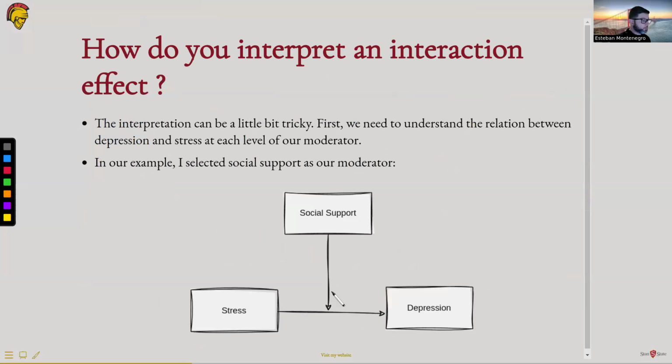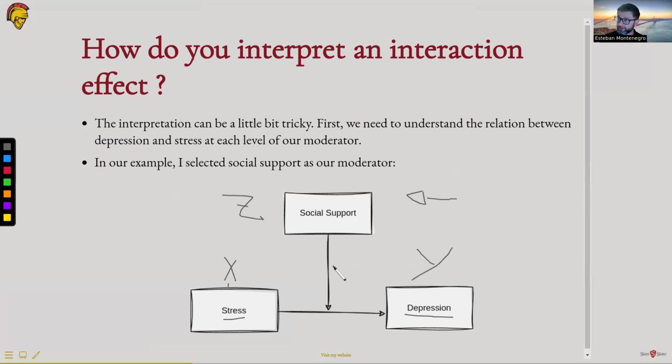So our model looks like this. We have stress and depression, right? Stress is our X variable, is our predictor, and Y, in this case, is depression, right? And our moderator is social support that we're going to call Z, right? Our Z variable. So now it's more meaningful, I believe, for you, right? It makes sense, right?